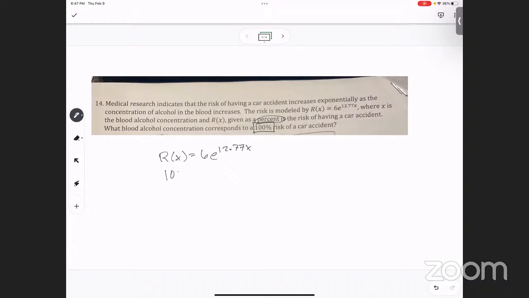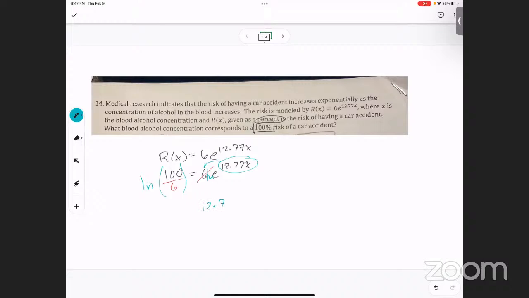So we want R of X to be 100. You understand that? Yeah. So we plug in 100. Whoops, the X is up with the exponent up there. To solve this, remember what we talked about the other day. First, I have to divide both sides by 6, right? Then take the natural log of both sides, and that allows this to come down to the front, right?